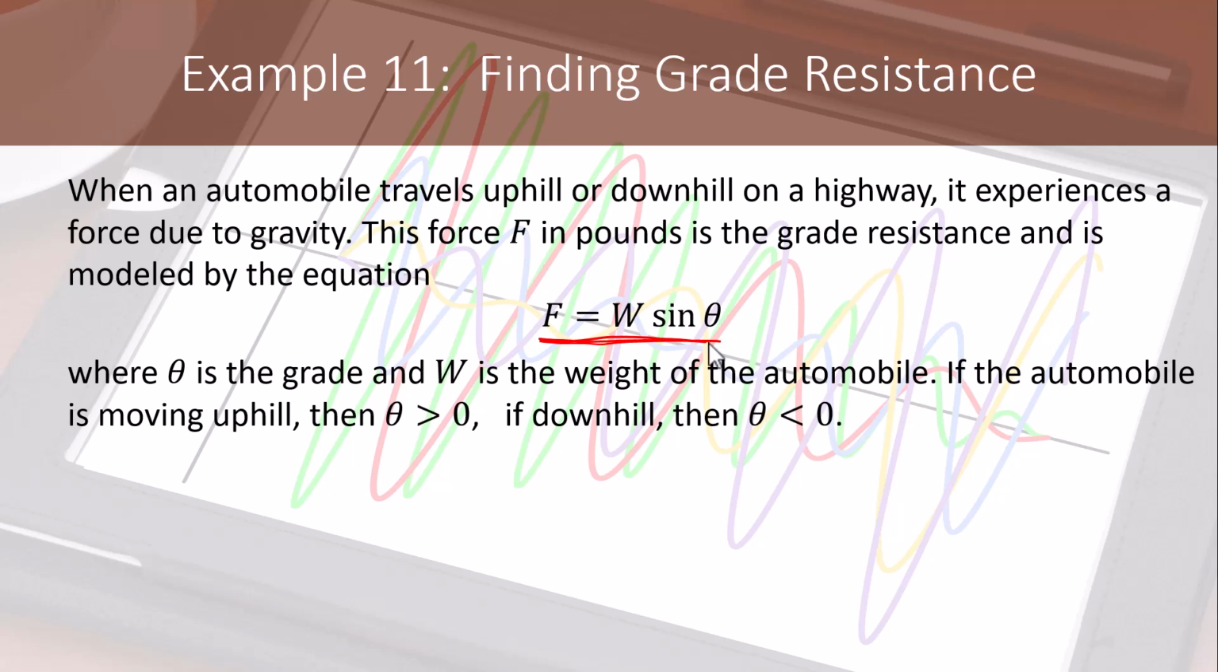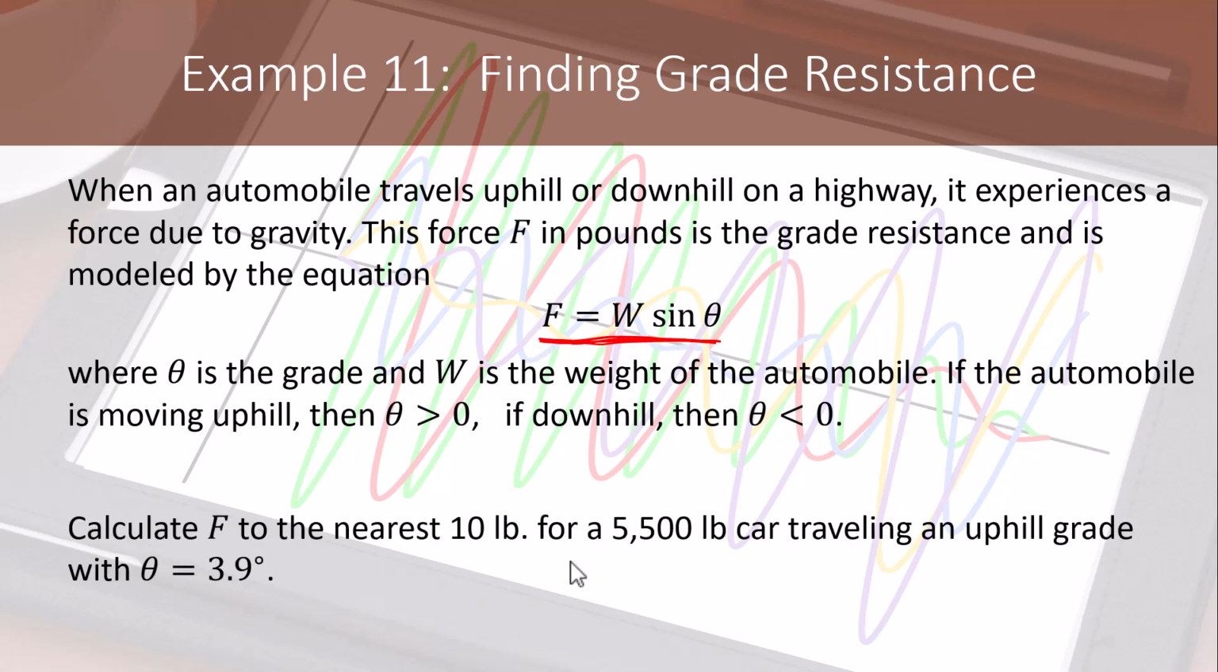There actually is a fair bit more to it, but right now we're going to keep things simple and keep it like that. So we want to calculate F to the nearest 10 pounds for a 5,500 pound car going uphill with an angle of 3.9 degrees. So that means F is going to be equal to 5,500 times the sine of 3.9 degrees.